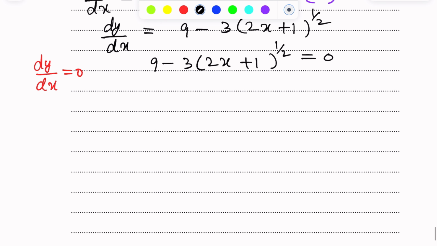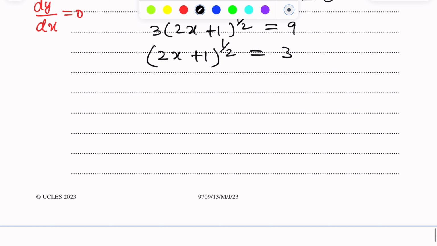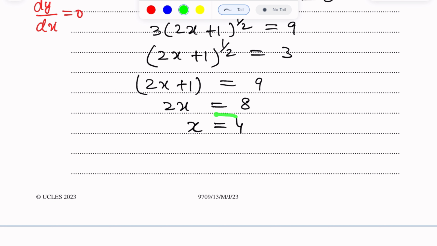Rearranging it, 3 into (2x plus 1) power 1 over 2 is equal to 9. Dividing by 3 each side, we get (2x plus 1) power 1 over 2 is equal to 3. Now squaring each side, we get 2x plus 1 is equal to 9. From here 2x is equal to 8, x is equal to 4. This is the x coordinate of the maximum point.